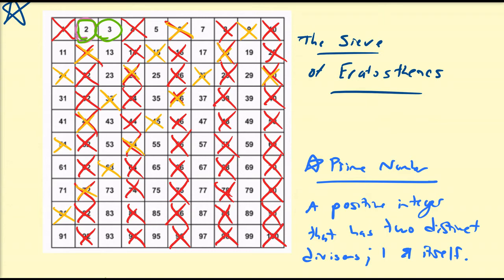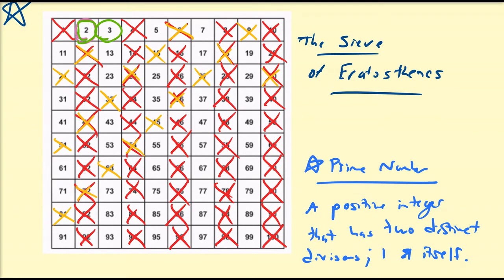And we're going to talk about this relation a little bit later when we start talking about congruences in a little bit more detail, right? So I'm just going to go through this table and cancel out all the multiples of 3 that I have here. Alright, so now that we've crossed out all the multiples of 3, we're going to move up to the next integer that we haven't canceled out, and that's going to be the number 5.